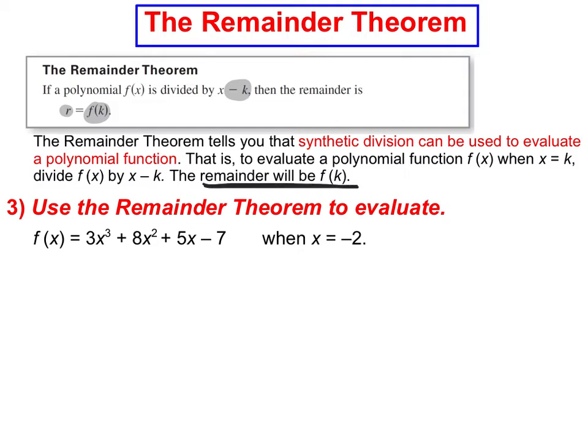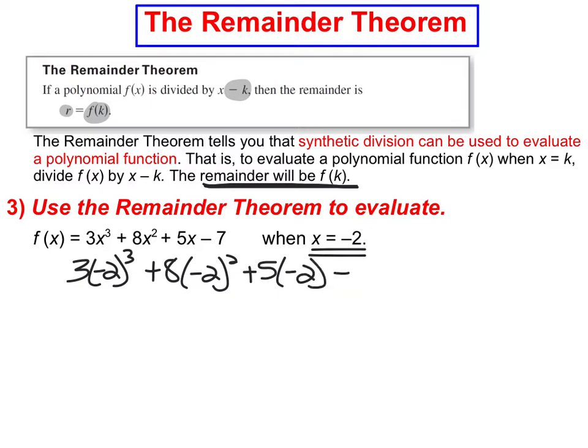in and solved. So for number 3, use the remainder theorem to evaluate. Here's our function when x equals -2. So we know we could take -2, we could substitute it in and type that in our calculator, and that would give us the answer. So that's a good way to check your answer, okay? But because we want to use the remainder theorem, not substitution, so this is substitution.